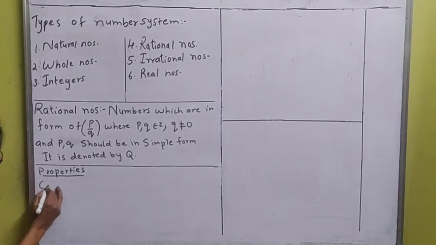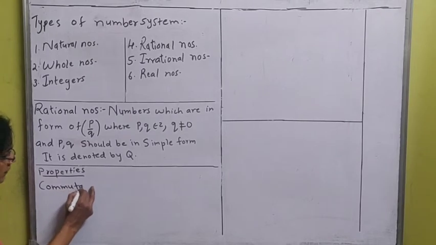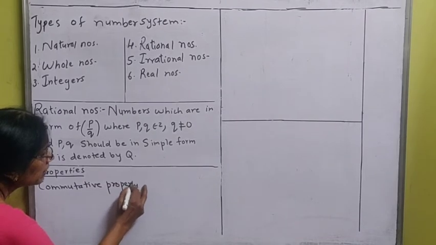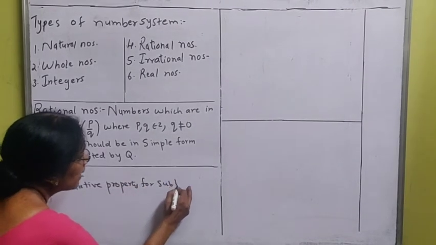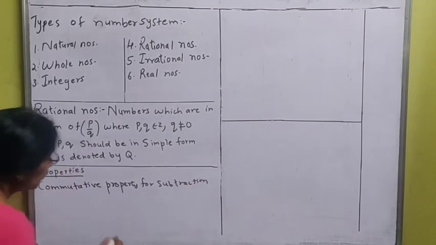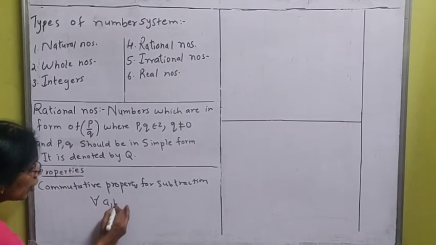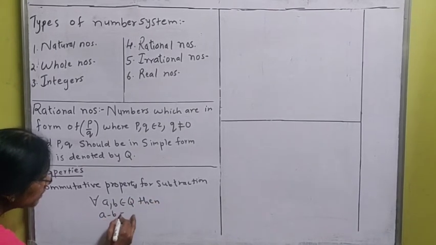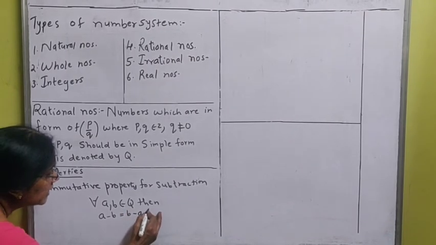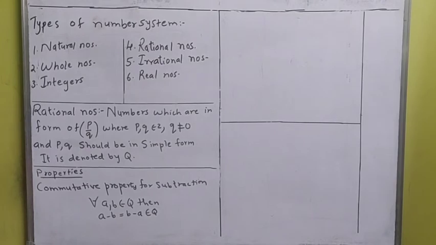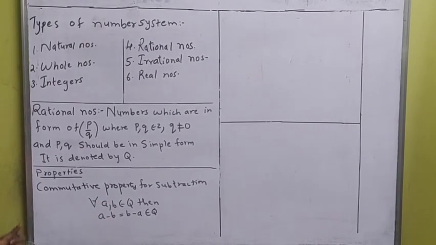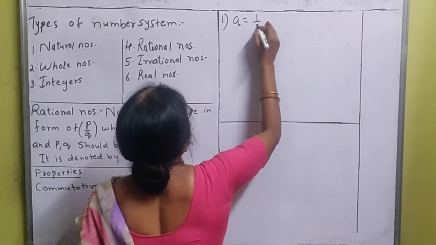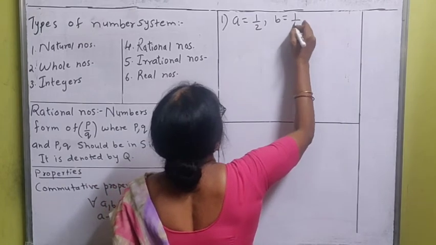Let us see now commutative property for subtraction. For all a comma b belongs to Q, then a minus b should be equal to b minus a, which should belong to Q. So we have to show left hand side should be equal to right hand side. Let us take the first example. A is equal to 1 by 2, b is equal to 1 by 4.